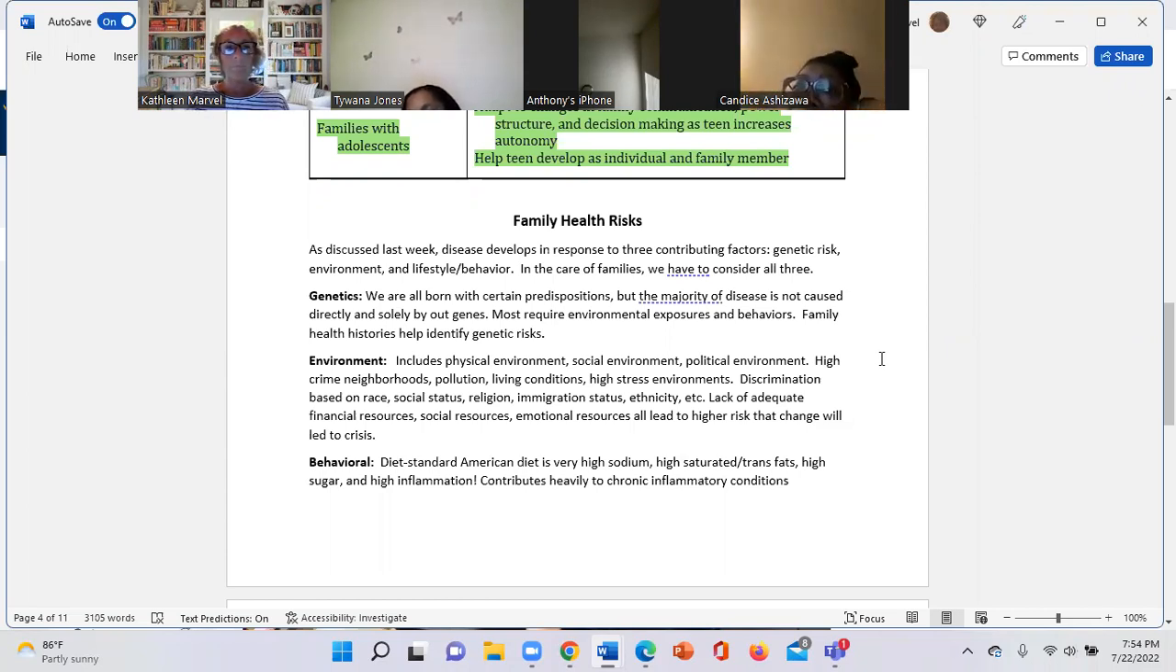Genogram is we go back 3 generations and do a family history. Okay, so we find out what your uncles died from, what your aunts died from, what your grandparents died from, and see if you have a certain predisposition.